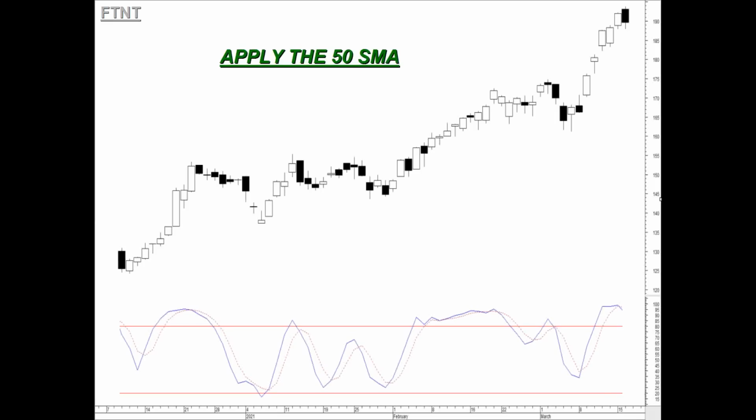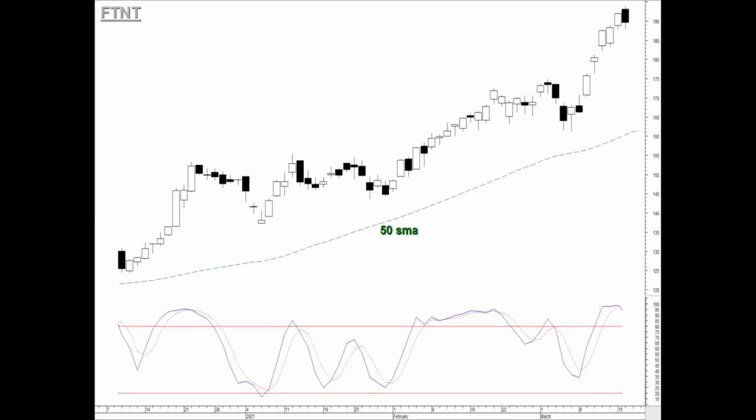Now, in this case, in FTNT, we're looking at a daily time frame. So we apply a 50-period moving average to the daily bars. Now that we've plotted it, we ask ourselves this question: where is price in relation to the 50-period simple moving average? And you may want to copy that down and post it on your computer because it's extremely important. Where is price in relation to the 50-period simple moving average? Now, obviously, price is above.